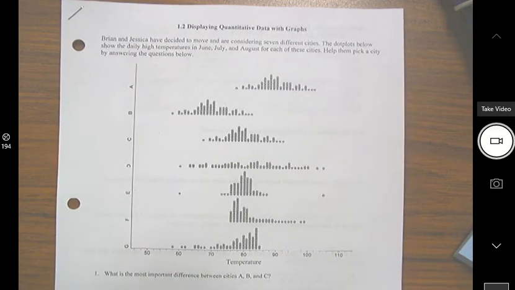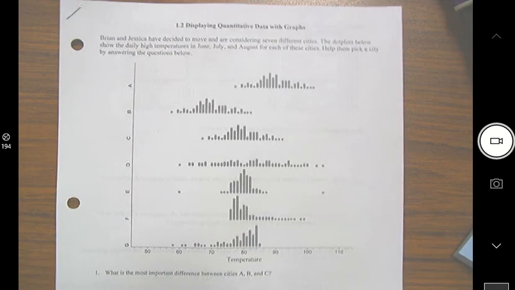So we have a bunch of dot plots here that are stacked up, A through G. It looks like these are daily high temperatures in June, July, and August for cities A through G. And the questions at the bottom of the page are asking, what are the differences between, and it'll give you like 2 or 3 to look at.